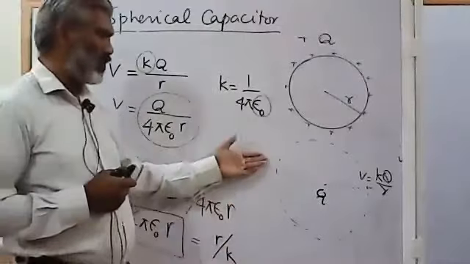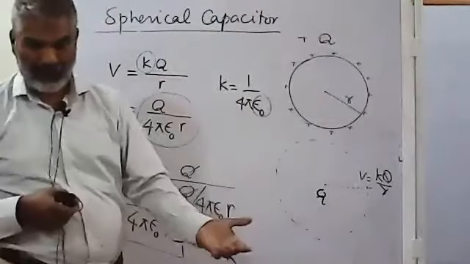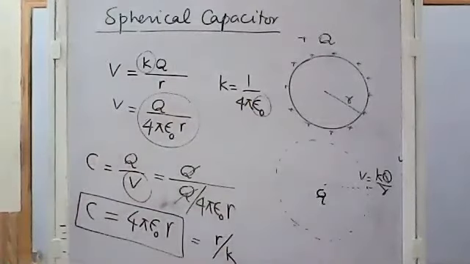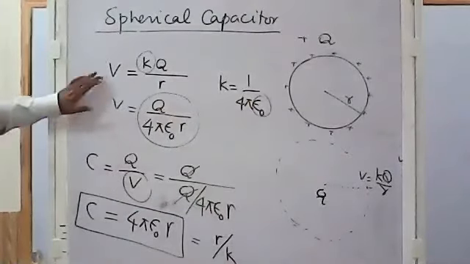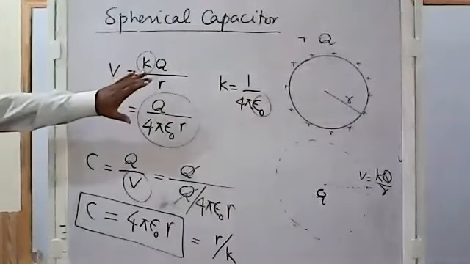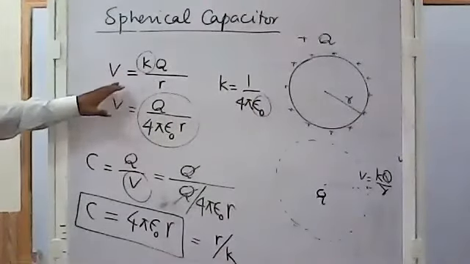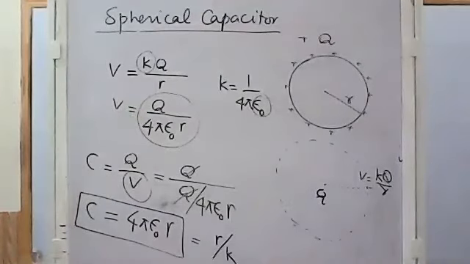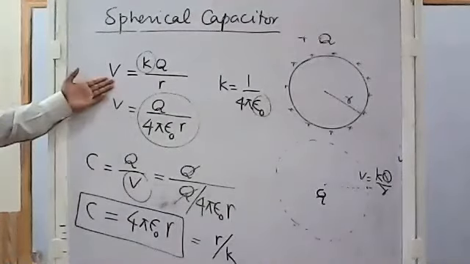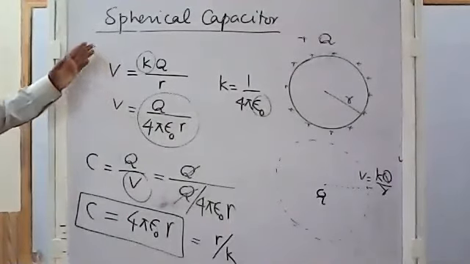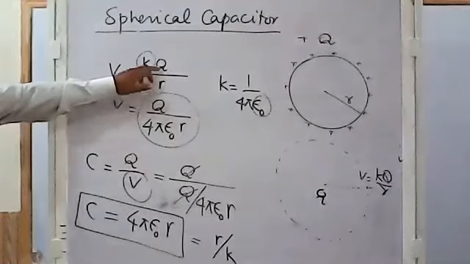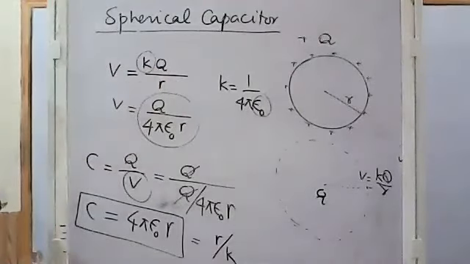If this is the potential on the surface, this is the electric field at the surface. So you know that expression for V, you know the expression for electric field is KQ over R square. So sometimes they give you the value of electric field, sometimes the electric potential is given, and with the help of these values you can calculate the charge that you have given to the sphere.